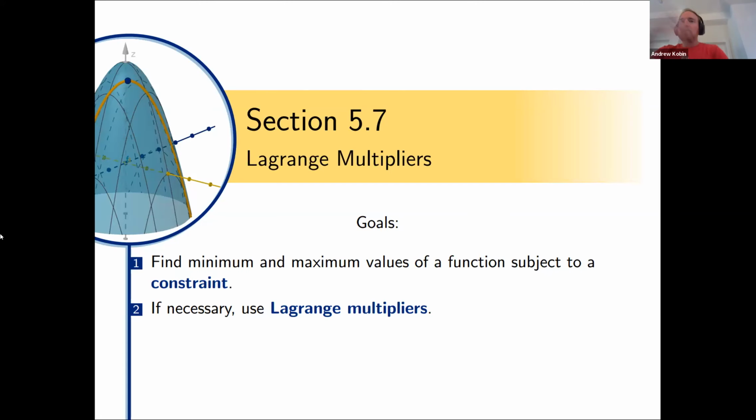Welcome everyone to lecture 5.7. The title is Lagrange multipliers, but I want to also subtitle this a better way to do optimization on the boundary. So in this lecture, we're going to learn a new technique for optimizing multivariable functions called the Lagrange multipliers method.